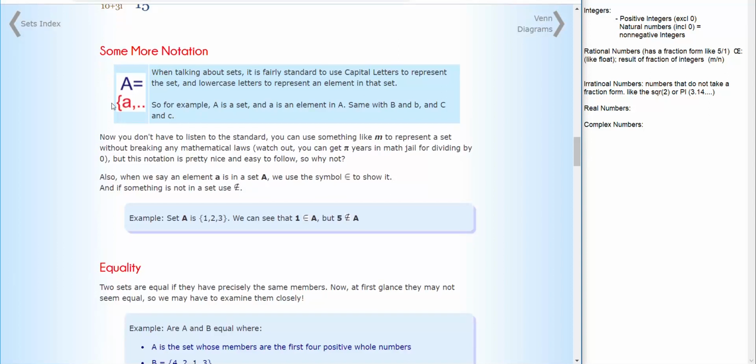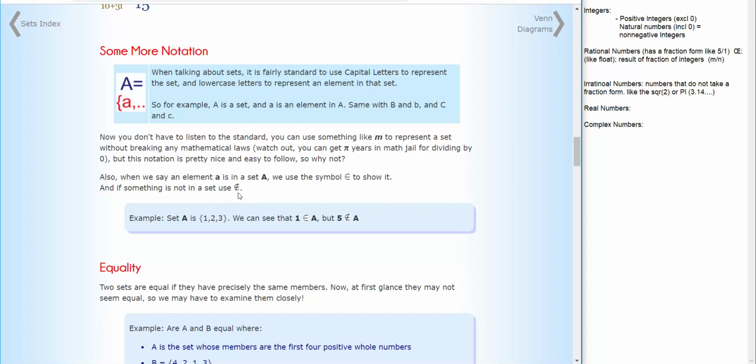Oh yeah, this is what we're looking for. You don't have to listen to the standard. You can use something like M to represent a set without breaking any mathematical laws. Watch out, you can get using math for dividing by zero. Of course, this notation is pretty nice and easy to follow, so why not? Let's see, small letter A is a set of capital A symbol. I'm not sure what to call the symbol, but yeah.